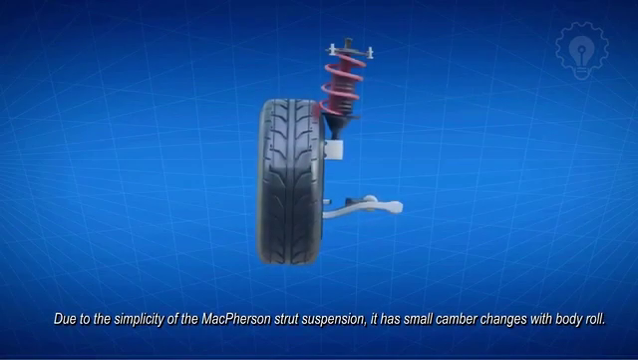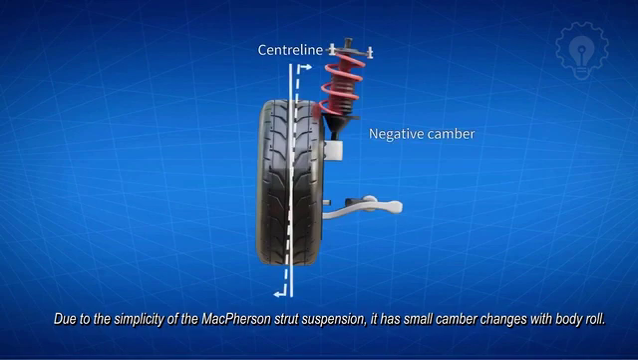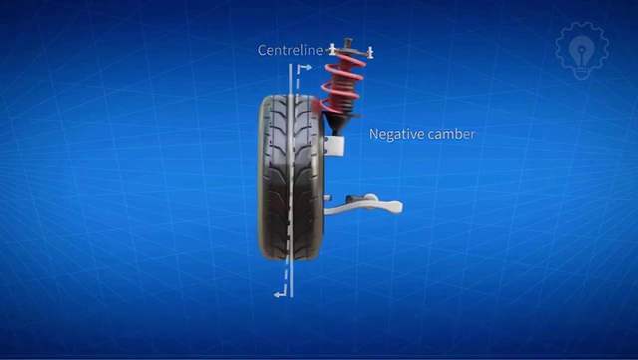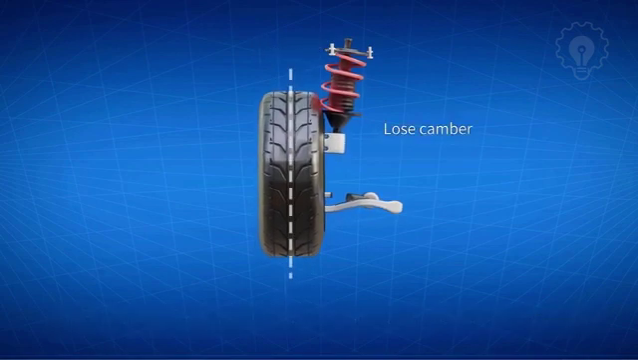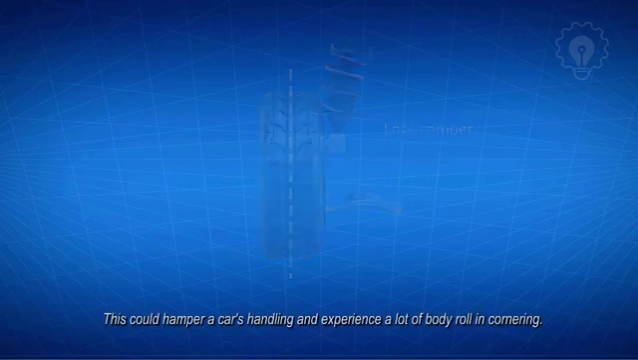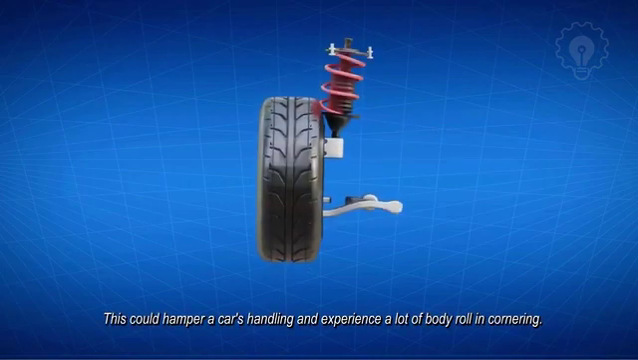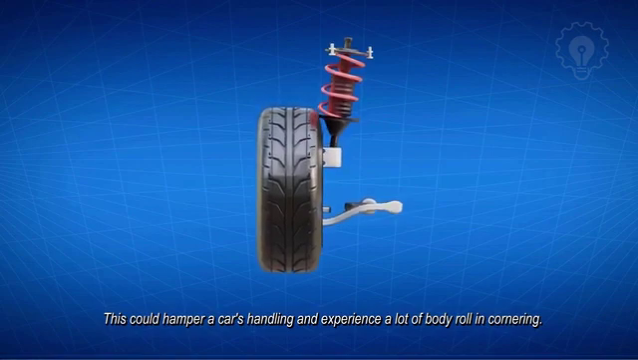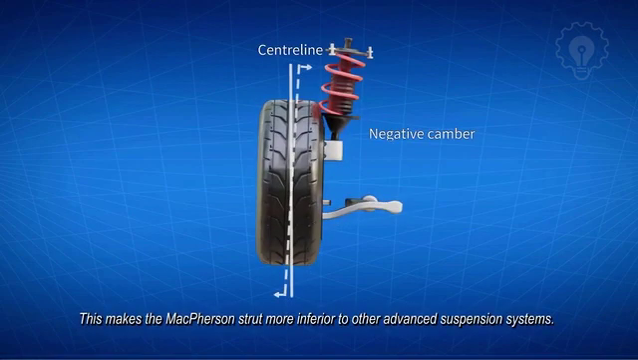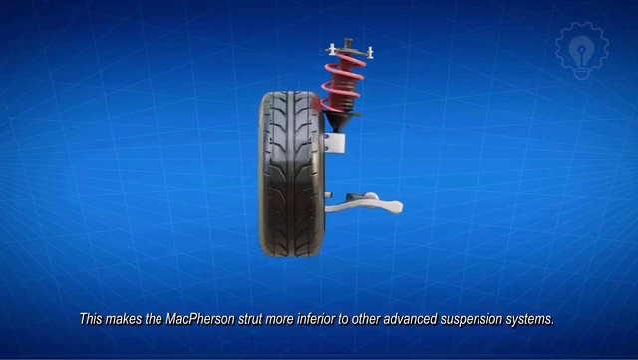Due to the simplicity of the McPherson strut suspension, it has small camber changes with body roll. Because the strut is moving linearly, the wheel gains camber to a certain extent, and after that will start to lose camber. This could hamper a car's handling, and it experiences a lot of body roll in cornering. This makes the McPherson strut inferior to other advanced suspension systems, such as the double wishbone suspension.